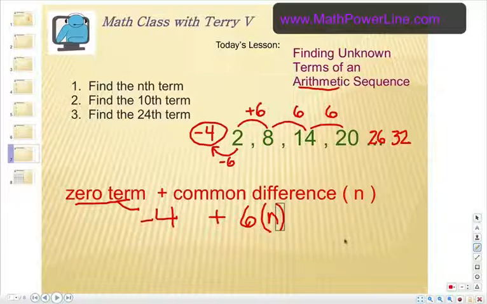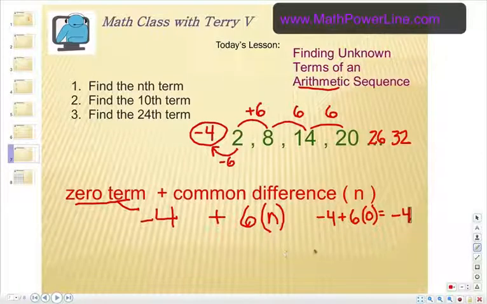Now let's take a look. If n is 0, and we put this in our formula here, that would be 6 times 0. Let's do the math and figure that out. What is the 0 term? Well, 6 times 0 is 0, and -4 plus 0 is -4. And we already talked about how we'd have to start with a -4 even before we get to the 2.